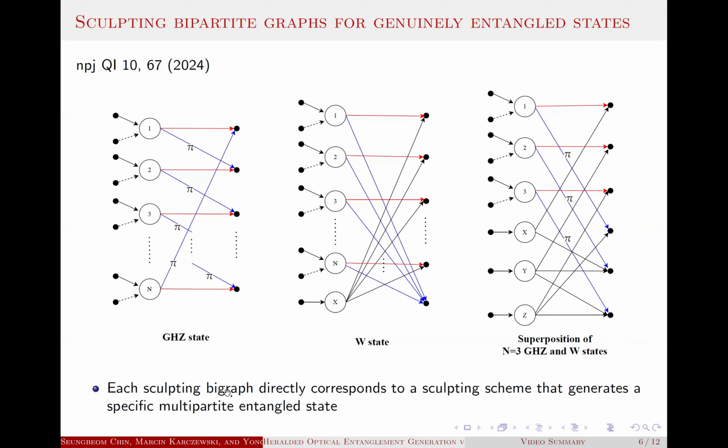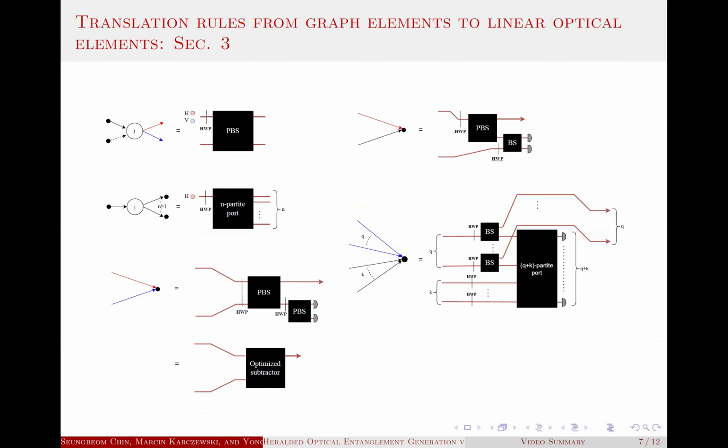And this original paper includes all the details on how each sculpting bigraph directly corresponds to a sculpting scheme that generates a specific multipartite entangled state. And this one page summarizes the essential result of our current work: the translation rules from the graph elements of EPM bigraphs to linear optical elements. As I mentioned a few pages ago, the fundamental elements of EPM bigraphs are discrete and limited.